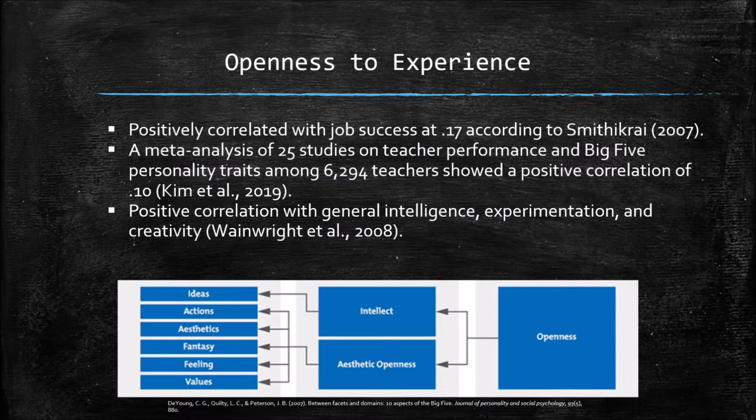So there's 2 widely accepted aspects of this. So we're going to break it up here: intellect, aesthetic openness, and so they're going to be both heavily correlated with each other. So if you're higher in one, then you're more likely to be higher in the other, and vice versa.